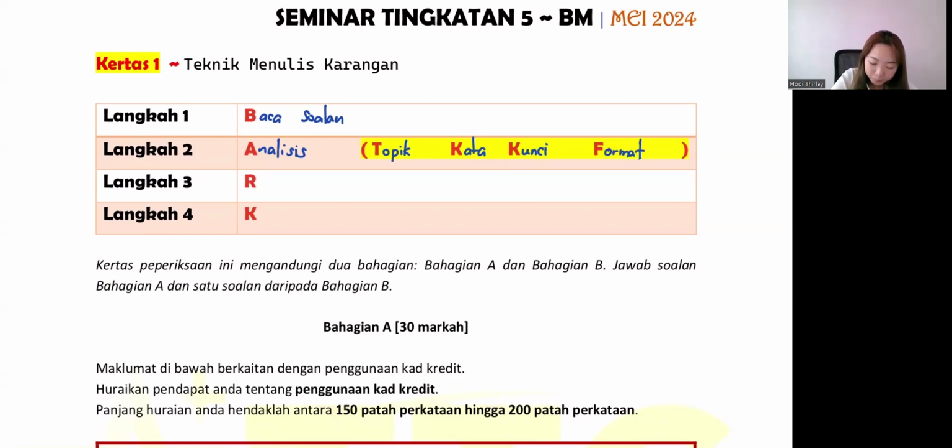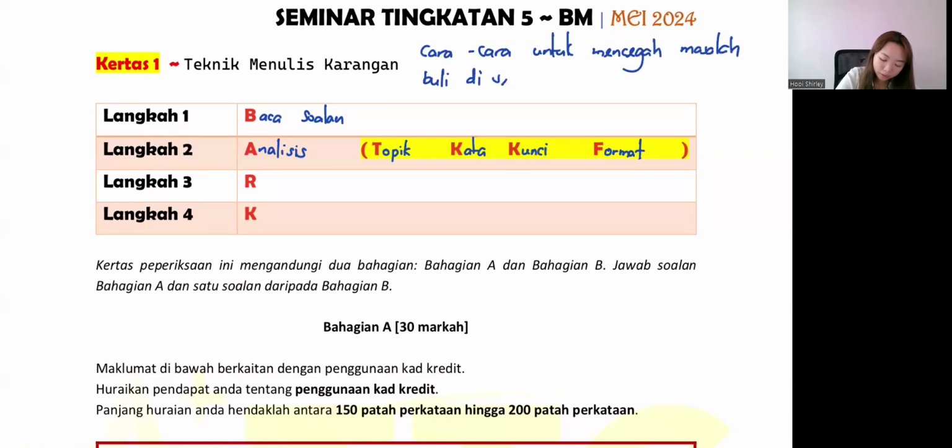Okay. Let me give you some ideas. So let's say, cara-cara untuk mencegah masalah bully di sekolah. I should not say masalah. I should say case bully. Case bully di sekolah. Mencegah, or to prevent, or you want to say mengatasi, it's like to overcome also can.